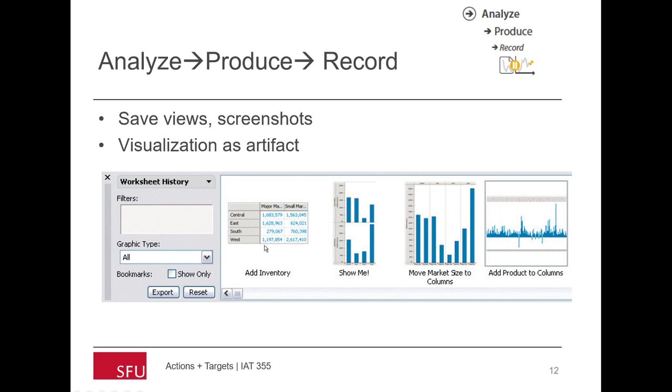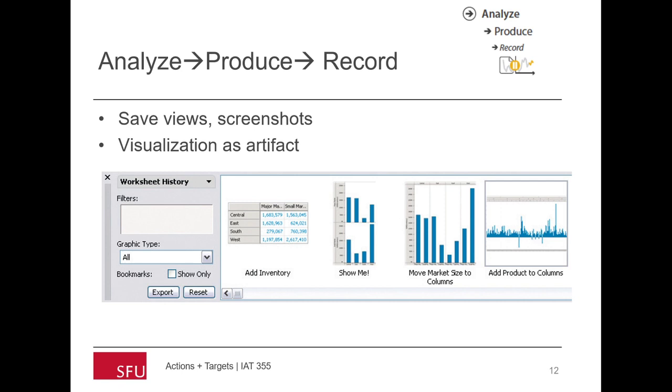And what we're doing is just simply showing the steps that were taken in doing analysis. First, we added inventory, then we did a show me on that inventory, then we moved the market size columns around, and then we added the products to columns. And as you can see, as we did that, we got more details in the bar charts because the product detail created an individual bar for each product.